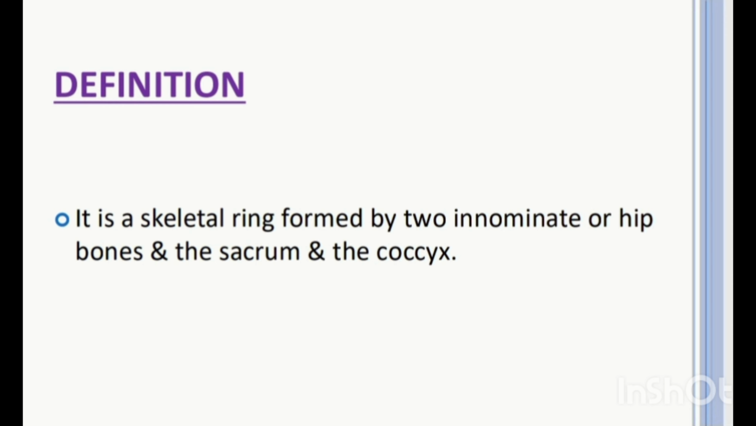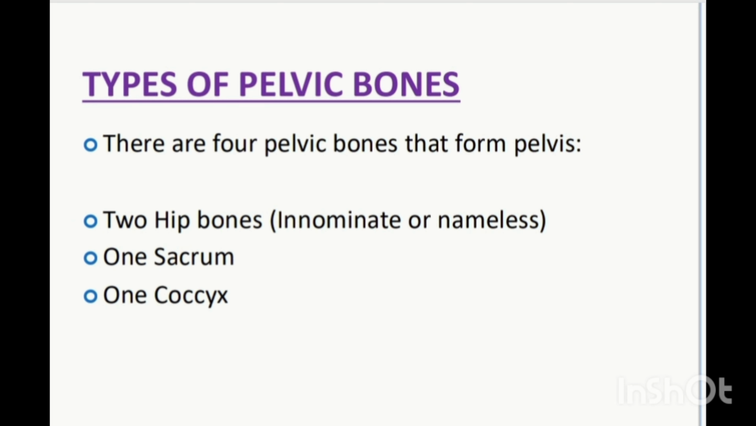In addition, the female pelvis is adapted for childbearing with an increased width and rounded brim. Now we will see the types of pelvic bones.